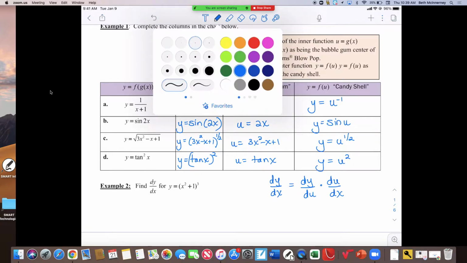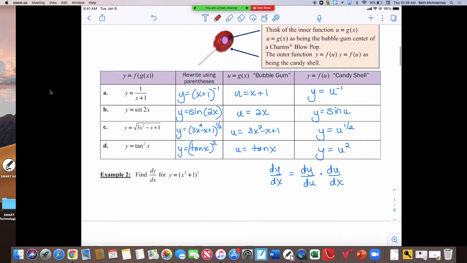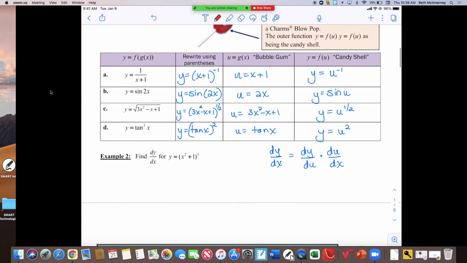All right, so let's go ahead, and what I want you to do in example 2 is stay with me here. The first thing I'm going to do is identify the inside. We're going to call the inside u, and then the outside is u cubed. I'm only going to show you this on one problem, and then we're going to work with the shortcut from then on. But I want you to understand why this works, okay?